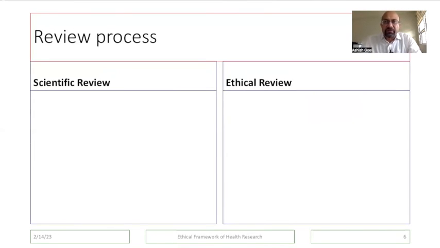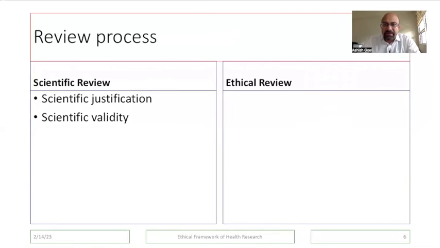Finally, we talk about the review process. Now, there are two different kinds of review, a scientific review and an ethical review. In the scientific review, obviously, the committee or the board will decide whether the study is scientifically justified and if the methodology of the study is valid, correct, and appropriate.